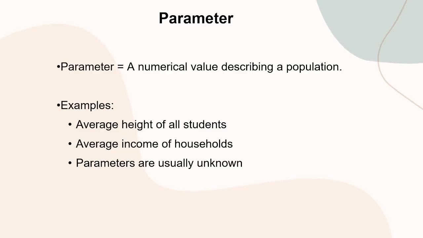Next term, parameter. A parameter is a numerical value that describes a population. For example, the average height of all students in a university. But here is the challenge. Since measuring the entire population is difficult, parameters are usually unknown. So, statisticians try to estimate them using samples.